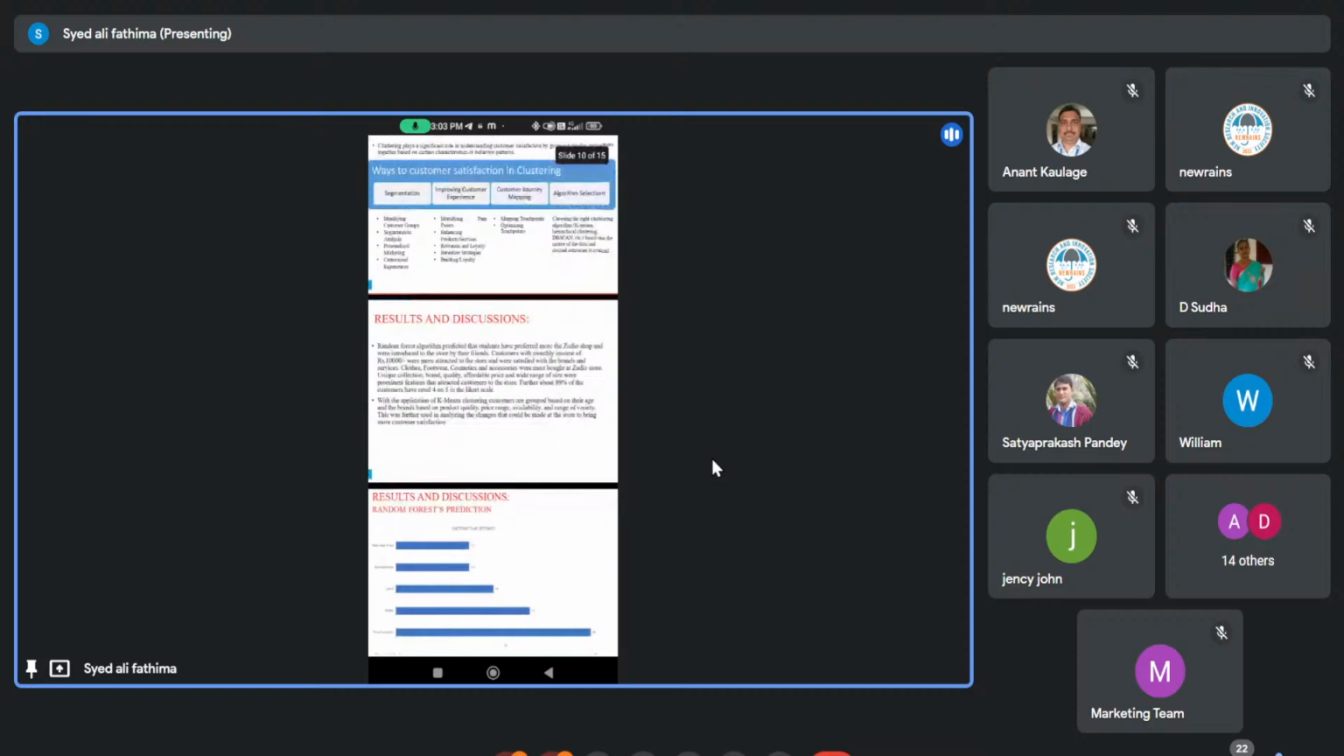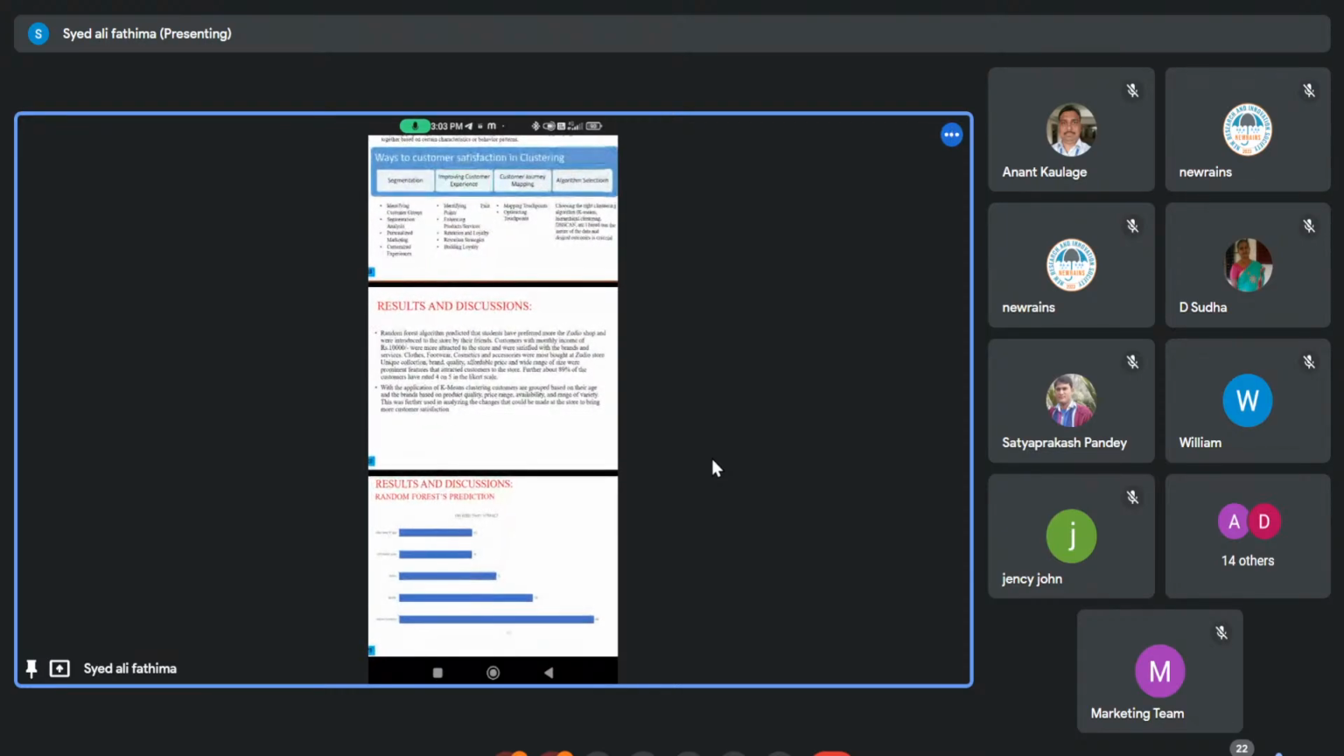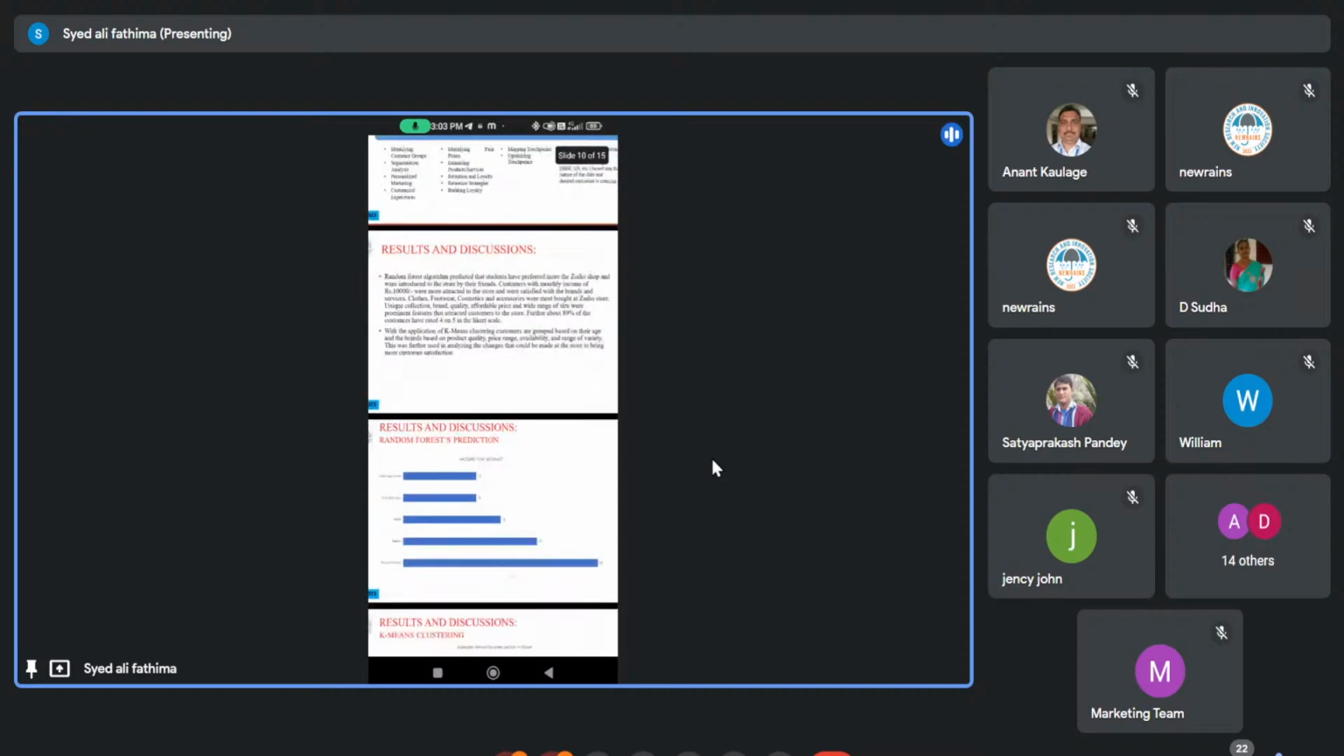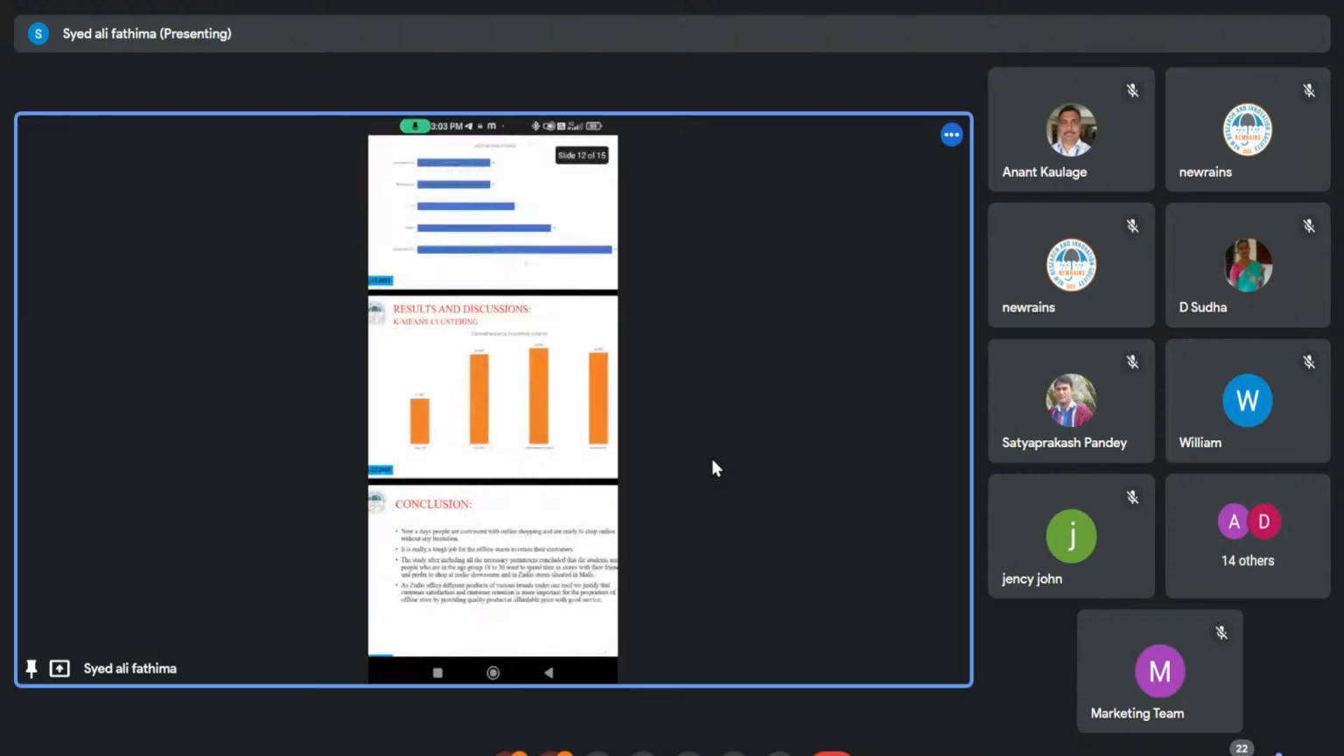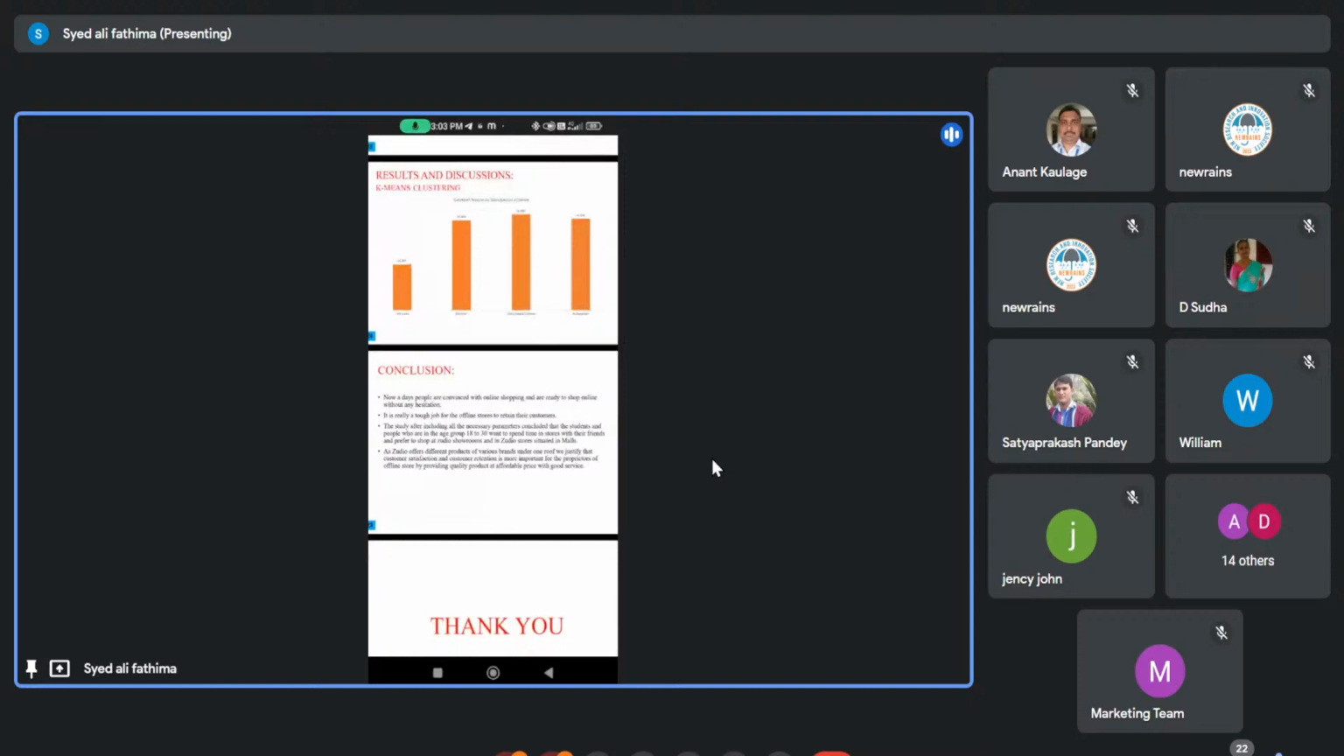So with the application of K-means clustering, we have grouped their age and the brands based on product quality, price range, availability, and range of variety. K-means analysis can be further used to provide improvements in the store. So these are the two figures, and we have concluded that nowadays online shopping makes our shopping easy. No one hesitates to do that, and it's really tough for an offline store to retain their customers. So our study included all the necessary parameters and concluded that students in the age group 18 to 30 want to spend more time with their friends and prefer Zudio showrooms situated in the malls. Thank you, sir.